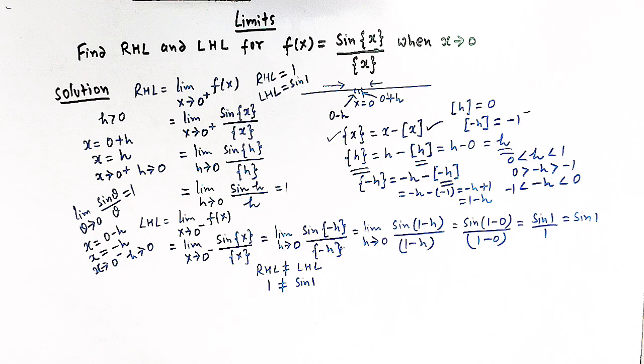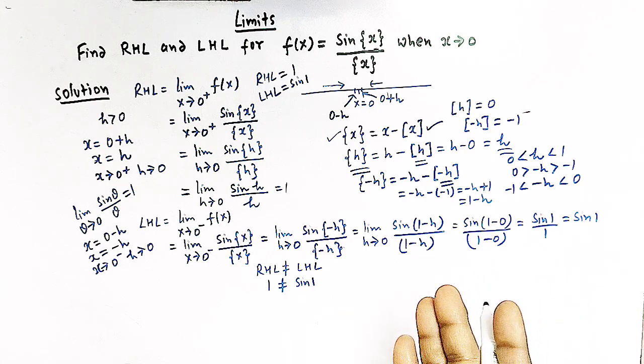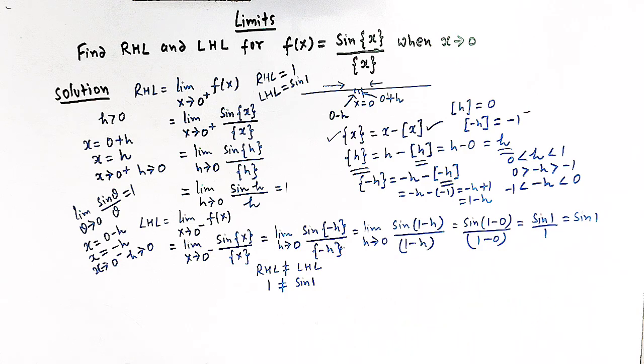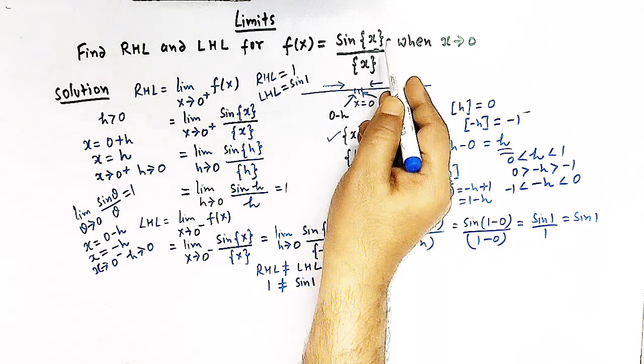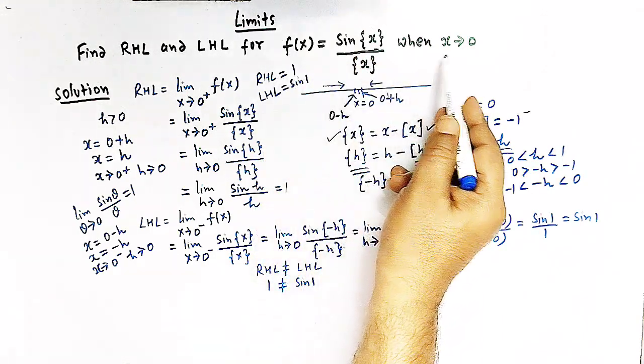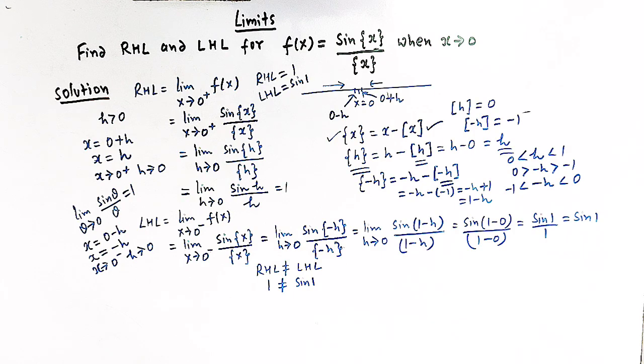Because for the existence of the limit of a function at a given point in its domain, the right hand limit and the left hand limit both should be finite, and they should exist, and moreover they should be equal to each other. But in this case, although the right hand limit and the left hand limit both exist and they are finite, they are not equal to each other. Hence we can claim that the limit of this function when x approaches 0 doesn't exist.